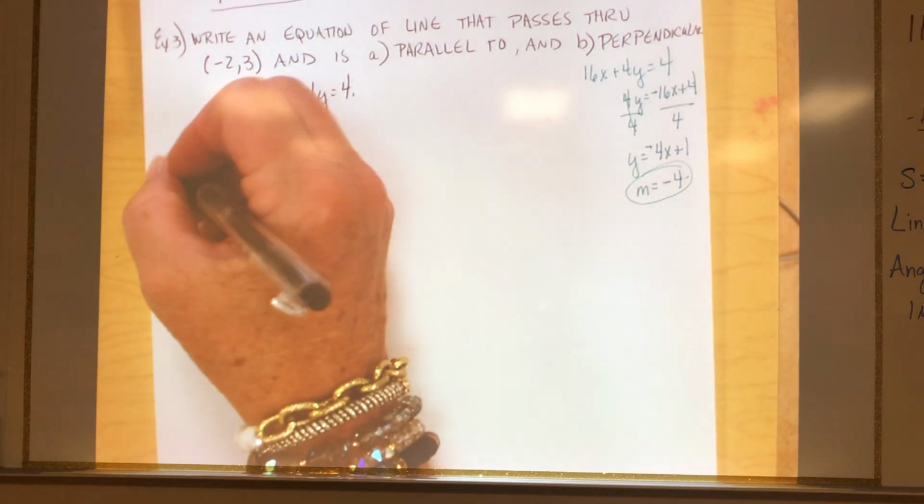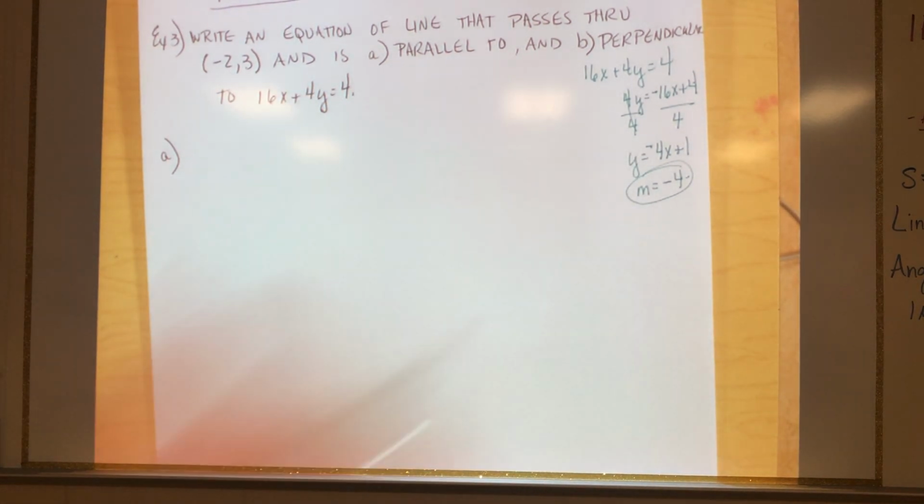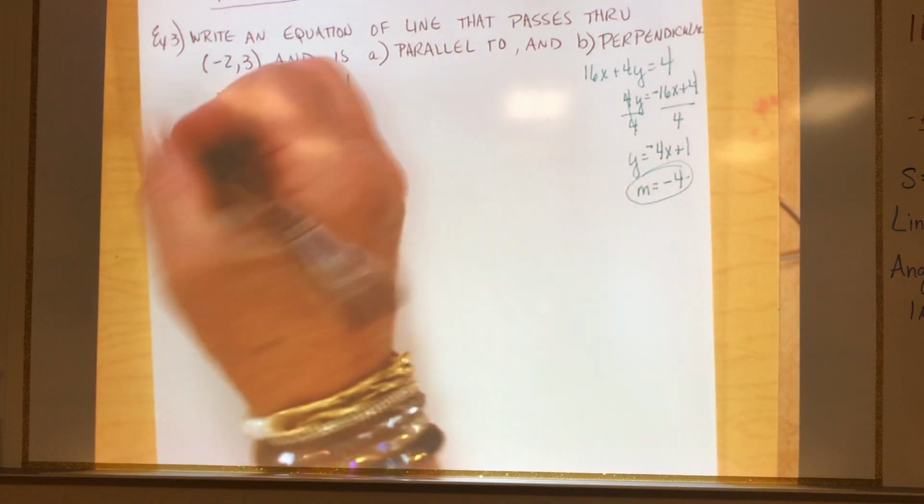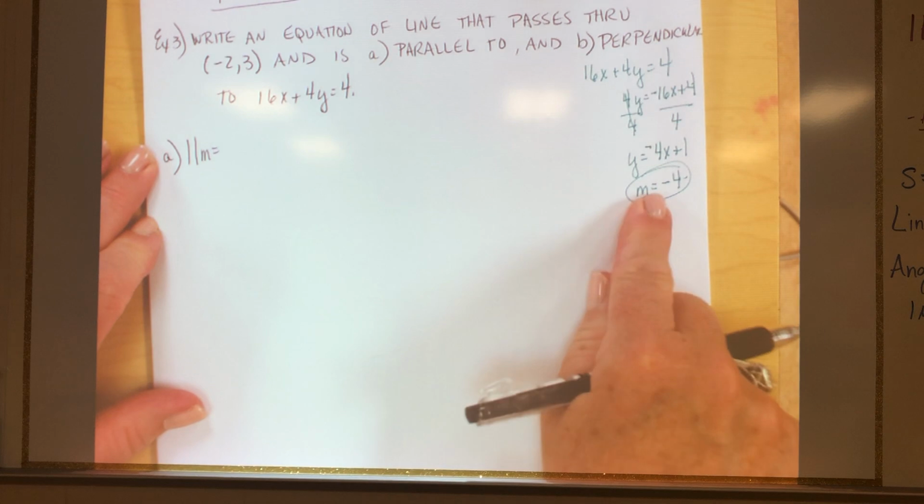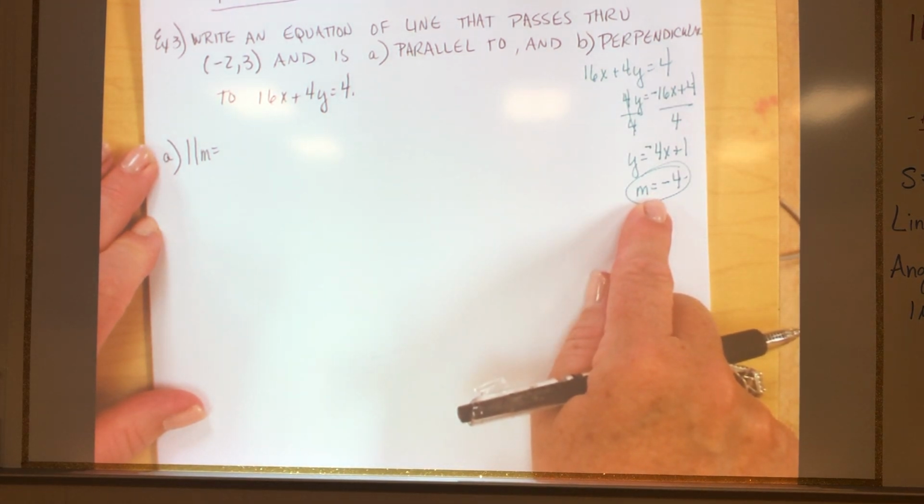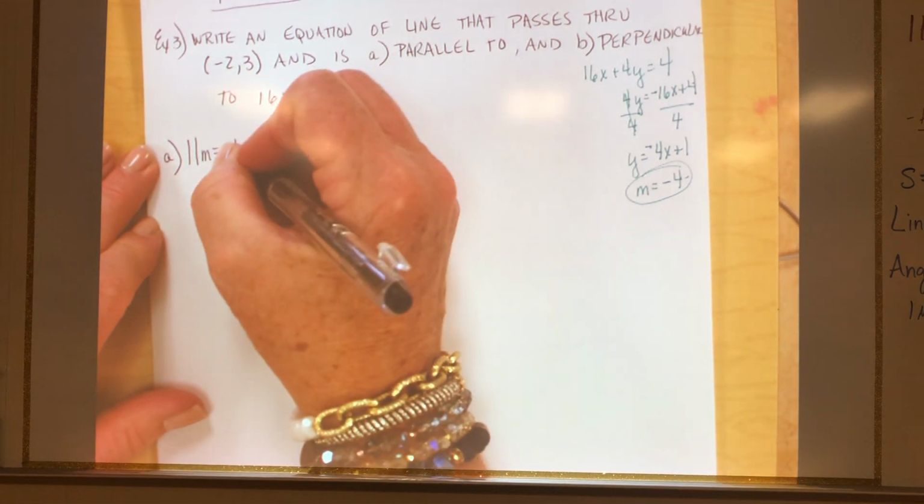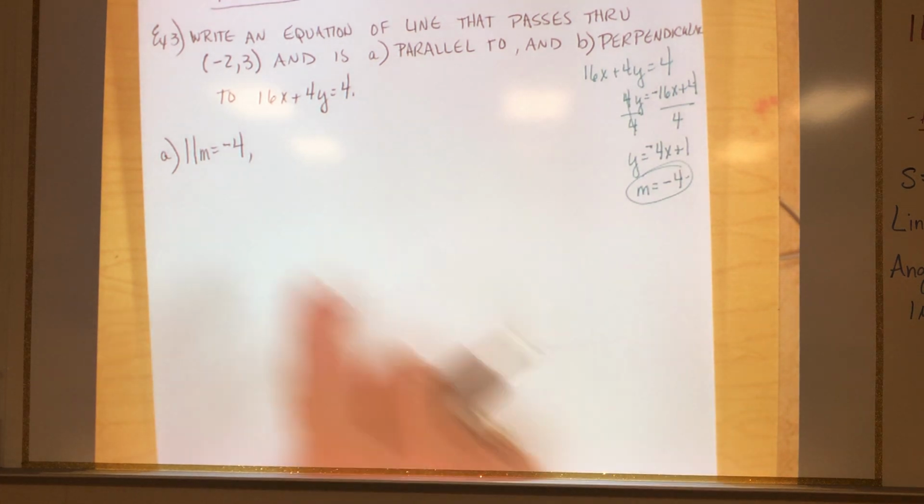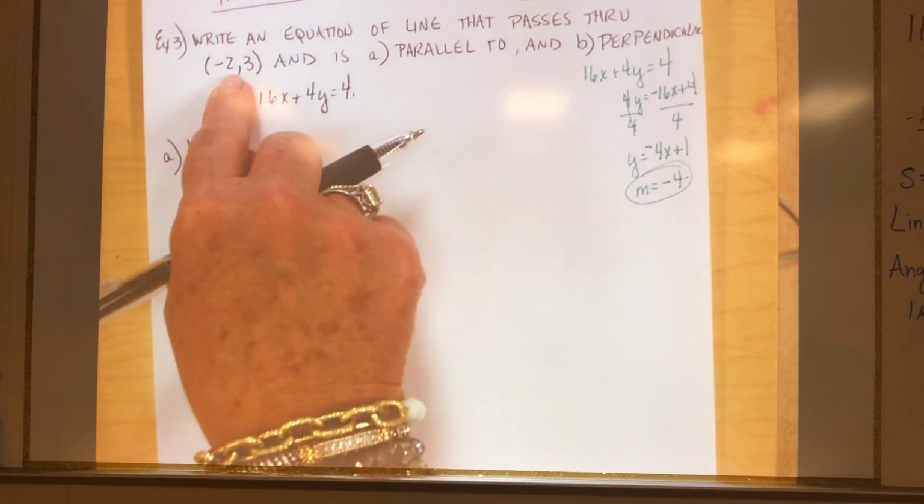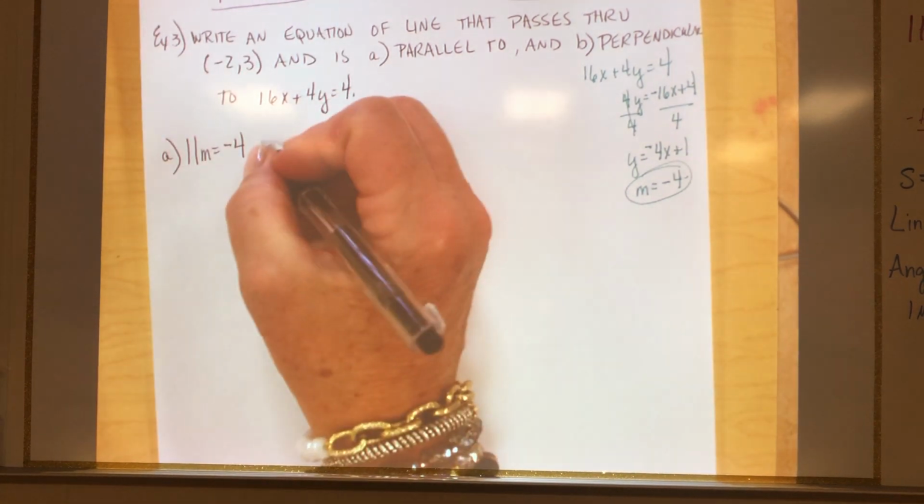So, first of all, the first problem, A, I want it to be parallel to. So, I want a parallel slope. If this is my slope, what's a parallel slope? The same thing, negative 4. Do you remember when we played that game the other day? We made the chart, and I gave you a slope, and I said, what's a parallel slope? What's a perpendicular slope? I was getting you ready for this, okay? What's the point it has to pass through? Negative 2, 3.